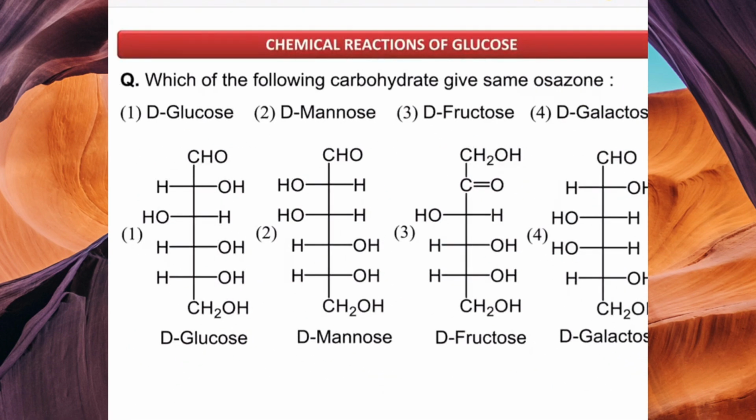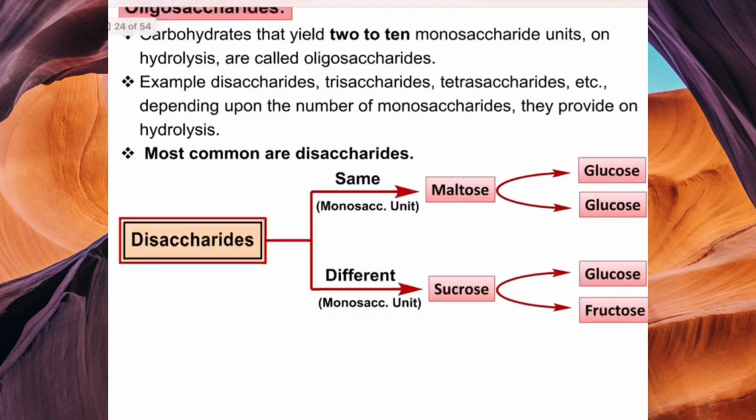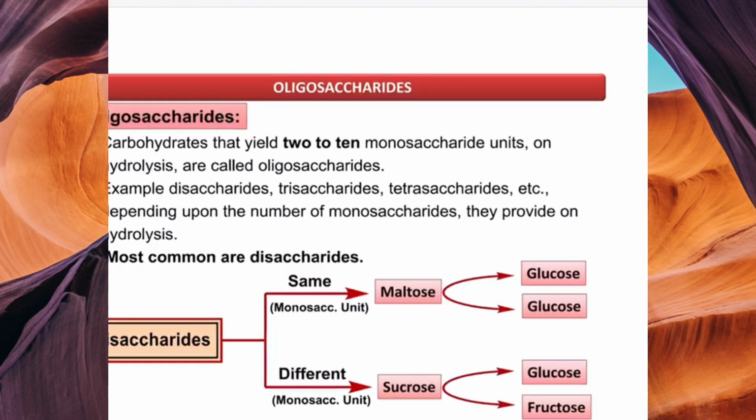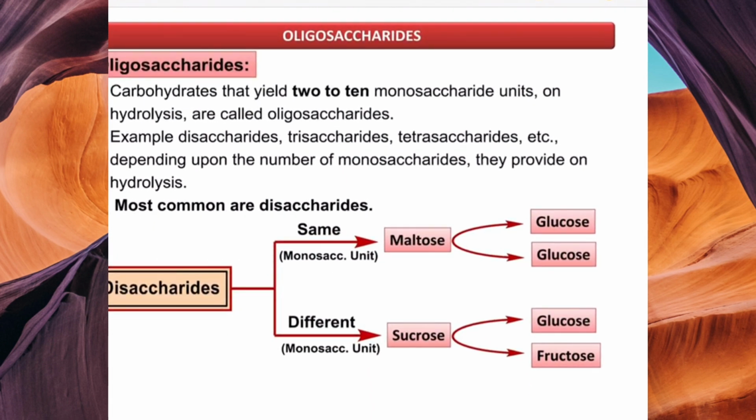And glucose, as we already discussed, when it reacts with 3 moles of phenylhydrazine, we are getting osazone. Oligosaccharides: if the monosaccharides are the same, the best example is maltose, a combination of glucose units. If the monosaccharides are different, examples are sucrose, lactose: glucose and fructose.